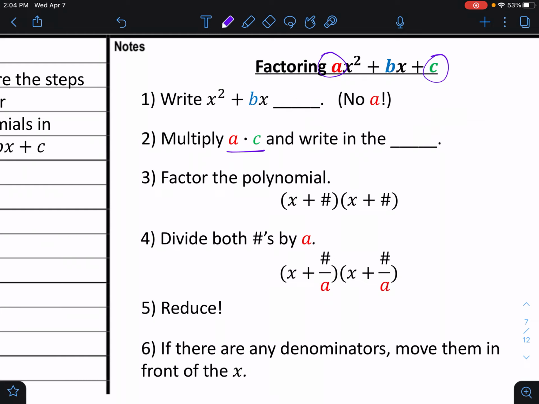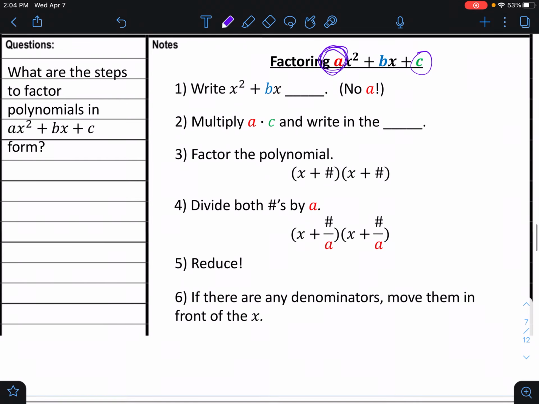Okay? Then you're going to factor that polynomial. It should look like this. x plus a number times x plus a number. All right? You'll divide both those numbers once it's factored by your leading coefficient a. So again, a is this thing right here. You will reduce, and then if there are any denominators, move them in front of the x.